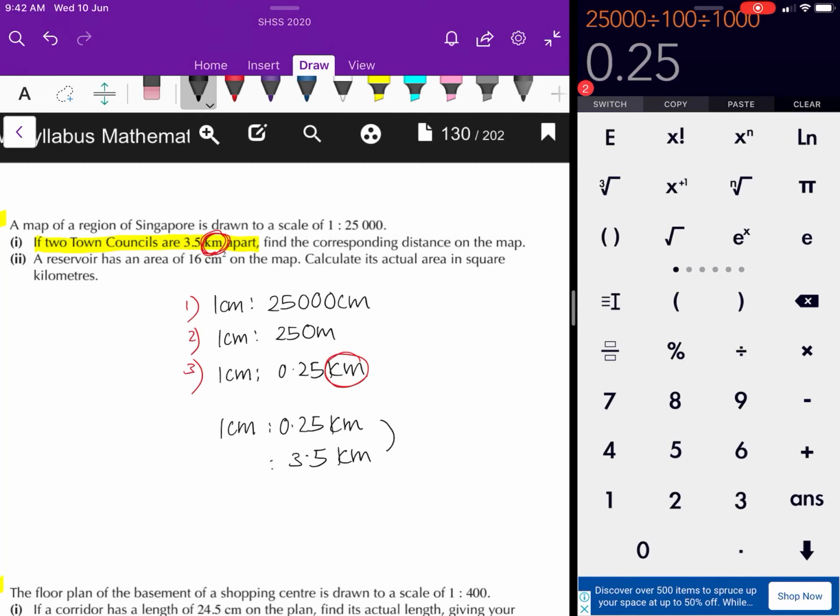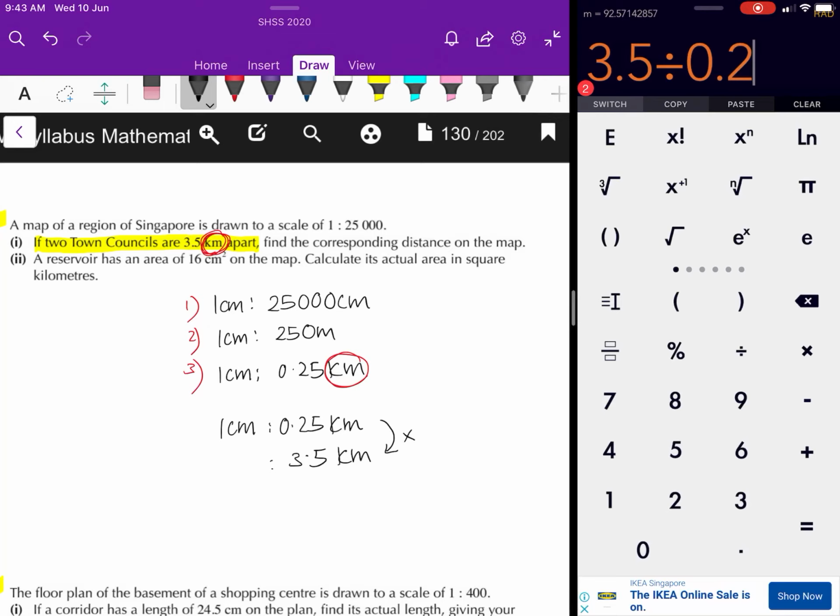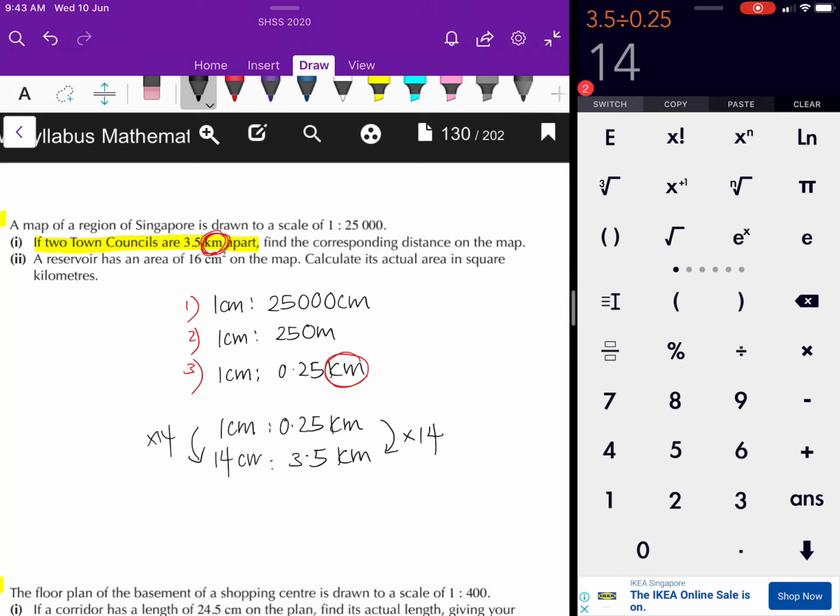So how do I go from here to here? Multiply by what? On my calculator, I just press 3.5 divided by 0.25. I get 14. So I know, 0.25 multiplied by 14 will give me 3.5. So if I multiply by 14 on the right, I also need to multiply by 14 on the left. I get 14 cm. Therefore, map distance is 14 cm. That is part I.